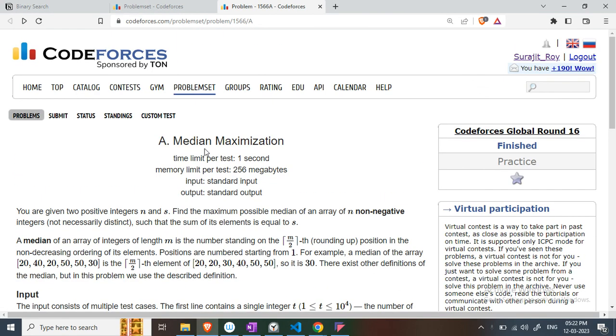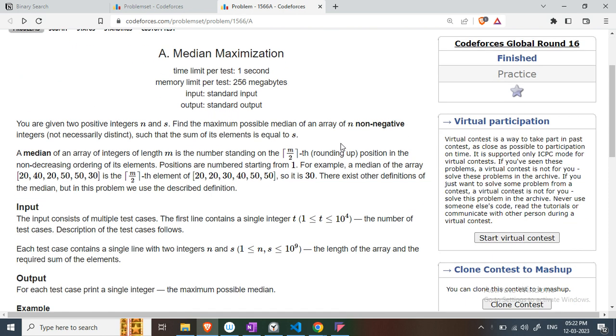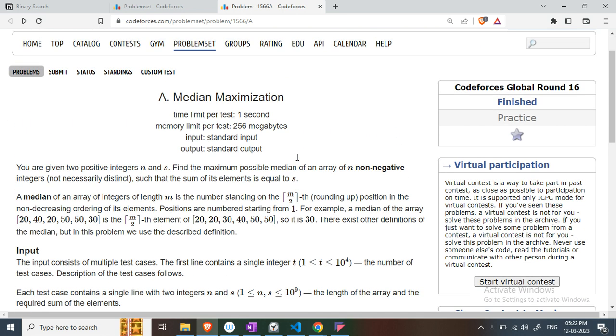Hello friends. So today I am going to solve one problem of Codeforces that is named Median Maximization. It is a very popular problem. Let's see how we can solve it. In the question you are given two positive integers n and s.